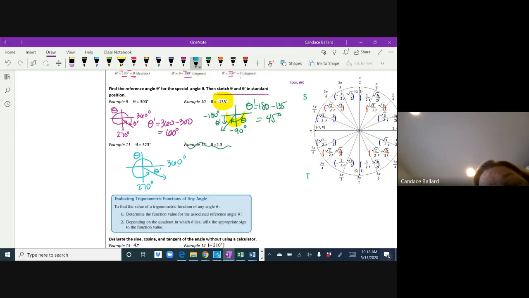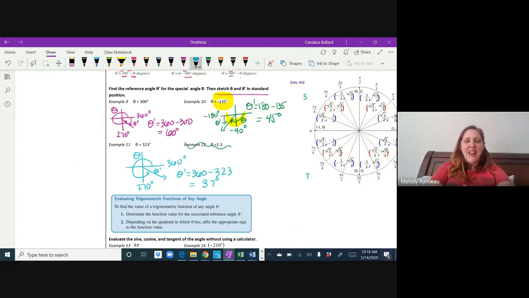And again, it looks like I went almost all the way around the circle. So to calculate my reference angle, I would do 360 minus 323, which equals 37 degrees.